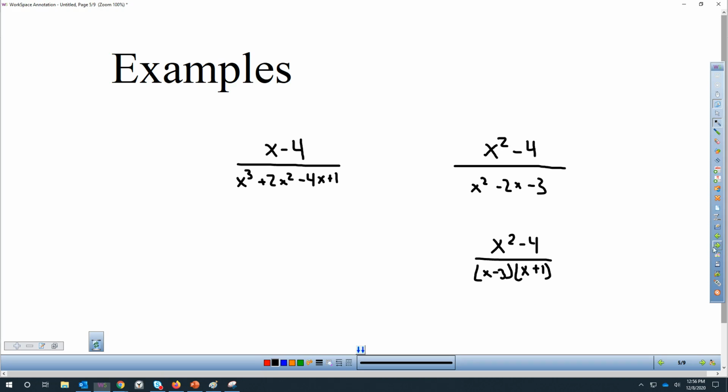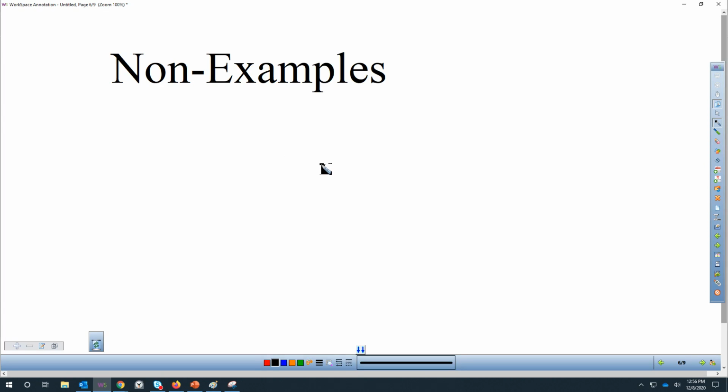One non-example, real quick, would be something like x squared plus 3x plus 2 over 0. In the definition, it said we can't have the 0 polynomial on the bottom because that would make this undefined. So just like you can't have a rational number with a 0 on the bottom, you can't have a rational function with a 0 polynomial on the bottom.